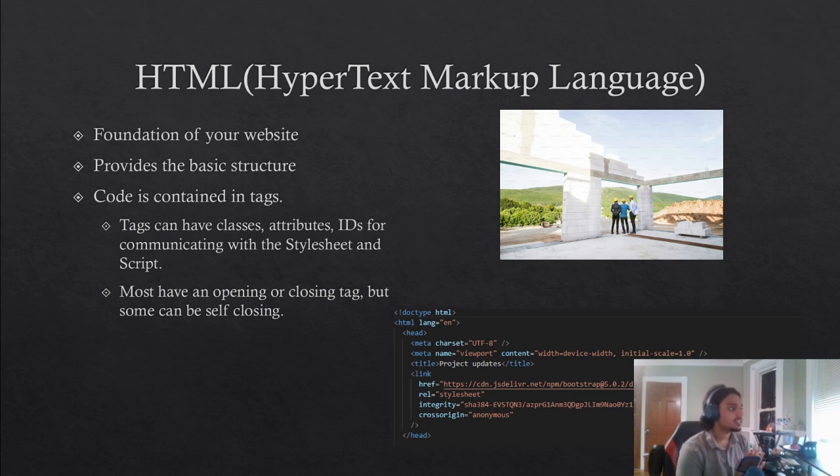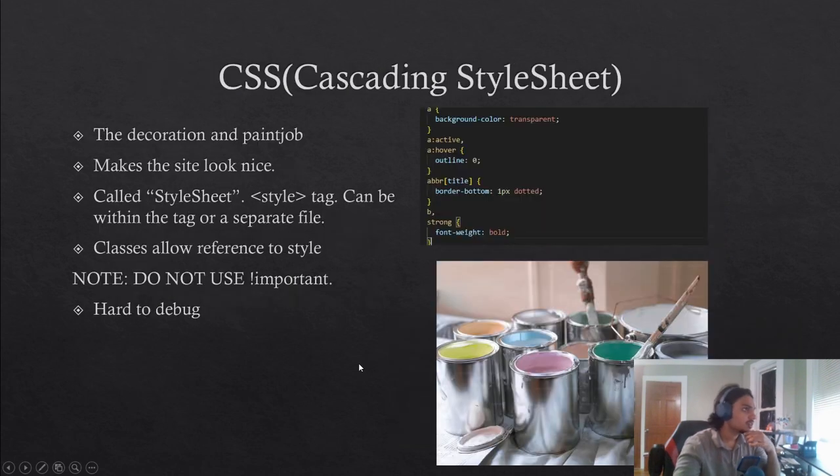All the code is contained in tags, which are these arrow brackets, as you can see here in the screenshot. Tags can have classes, attributes, IDs that allow it to communicate with different parts of your project, like the style sheet and the script. And you can have multiple scripts, of course. Most have an opening and closing tag, like you see the head tag here, but some can be self-closing, like the meta tag here.